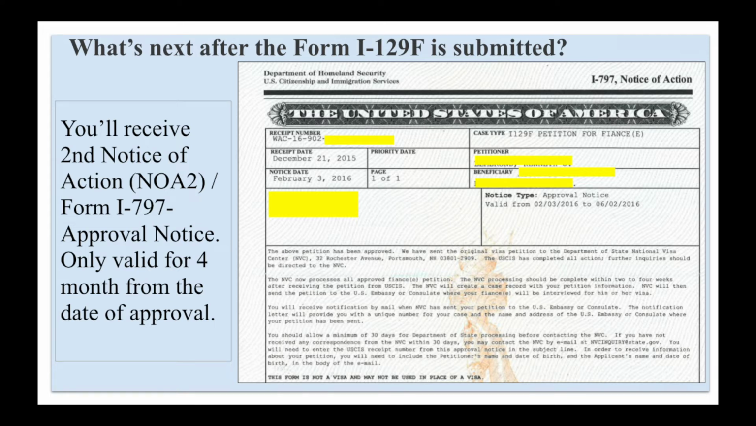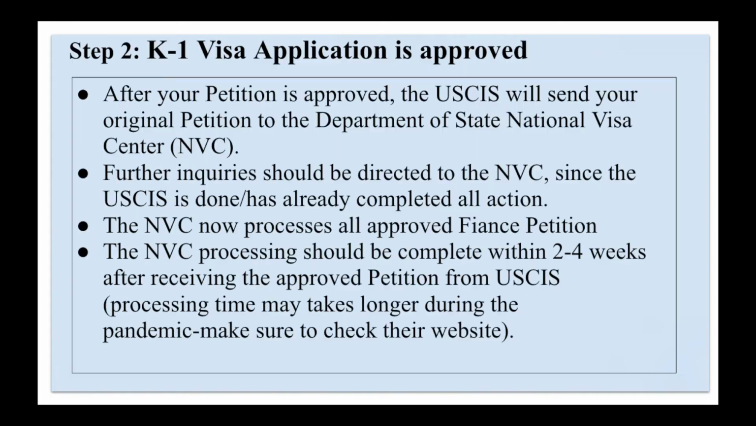So after the USCIS is done reviewing your case, they will send you this form as shown here. It is Form I-797 Notice of Action 2, which is the approval notice. This is only valid for 4 months from the date of approval. Step 2. K-1 visa application is approved.